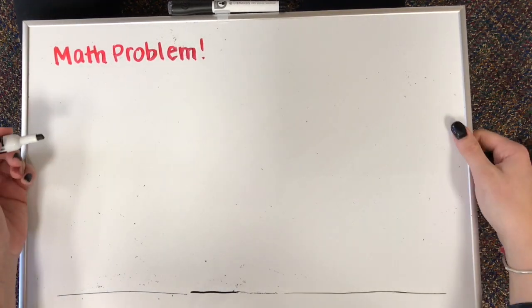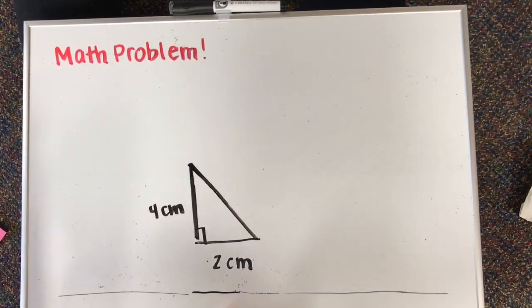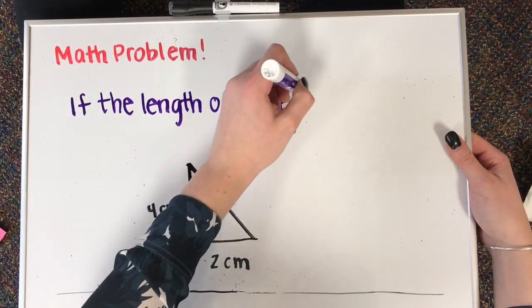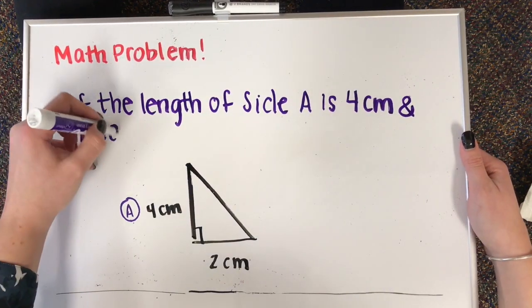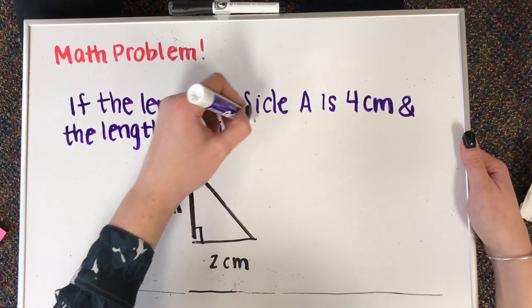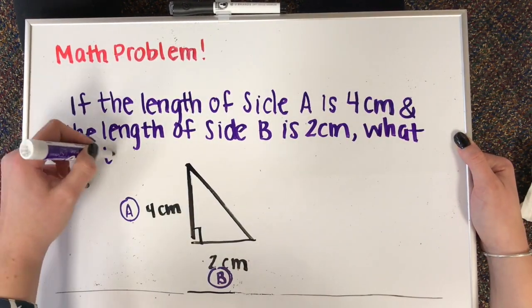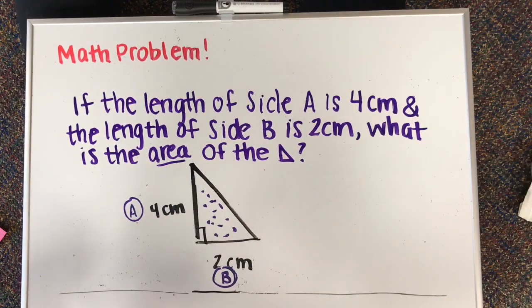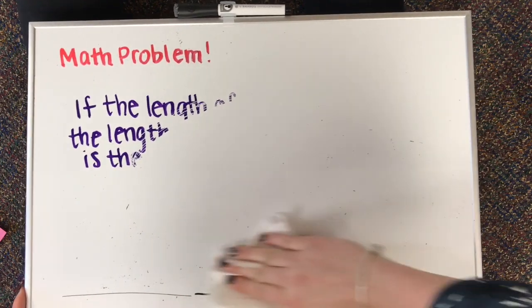So I'm going to be doing a math problem to incorporate these 5 practices and show you how they would work in a classroom. So I wanted to do the area of a triangle and having students figure out how to find that without necessarily knowing the equation. So the problem I have is if the length of side A is 4 centimeters and the length of side B is 2 centimeters, what is the area of the triangle we have in front of us?